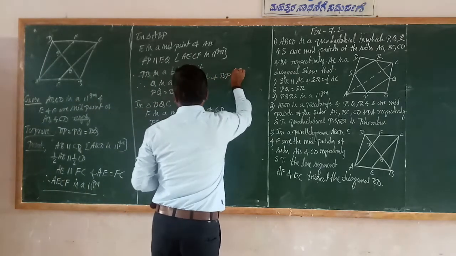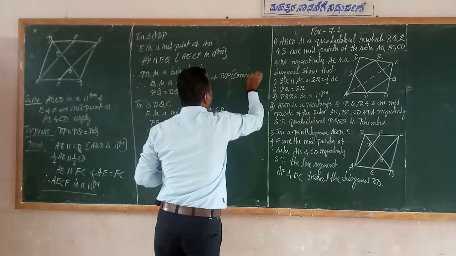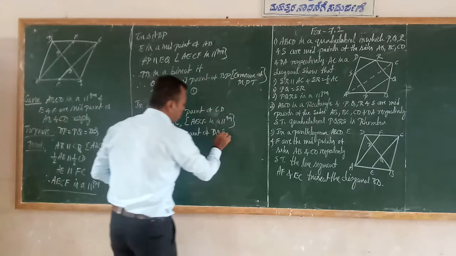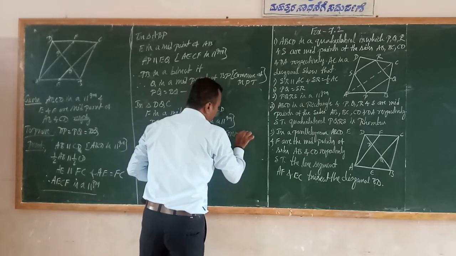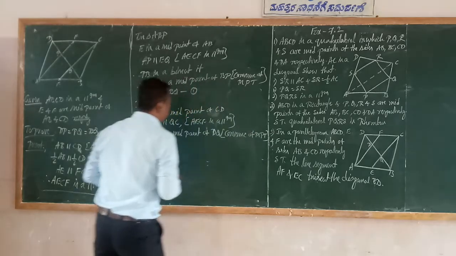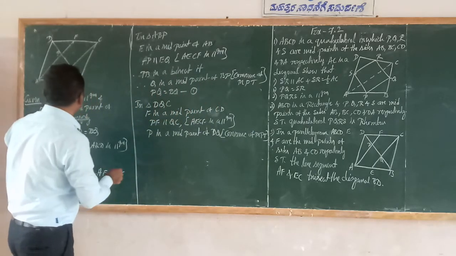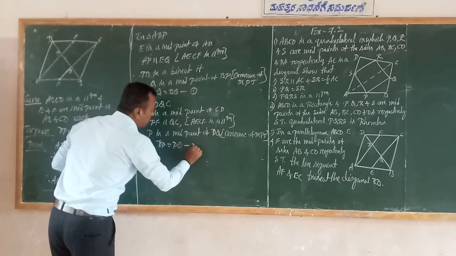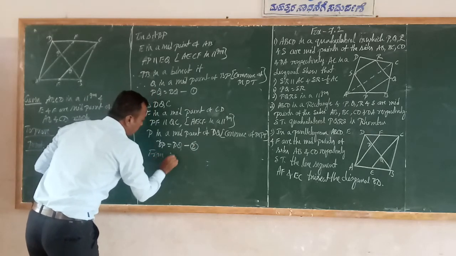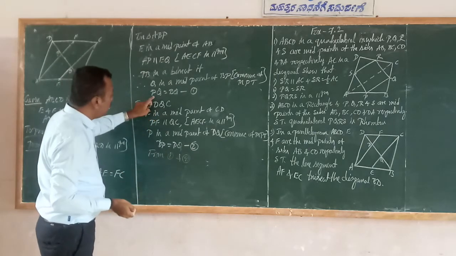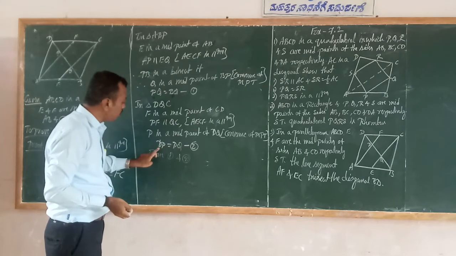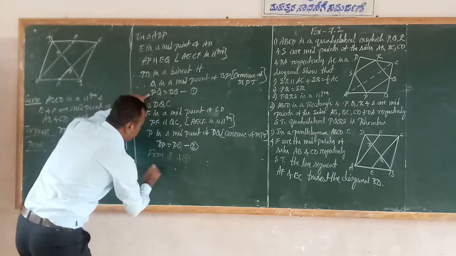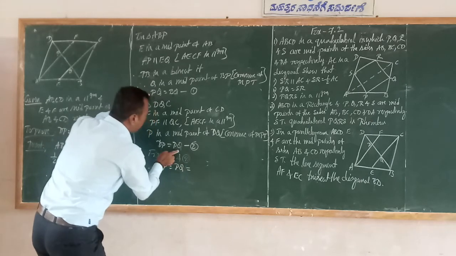This is the converse of the midpoint theorem. Here also, the converse of the midpoint theorem. See students, P is the midpoint of DQ, which is nothing but DP is equal to PQ. DP is equal to PQ, number 2. From 1 and 2, what happened? PQ is equal to BQ, and BQ is also equal to DP. Therefore, DP is equal to PQ is equal to BQ.